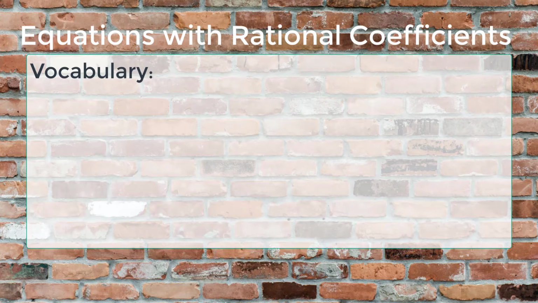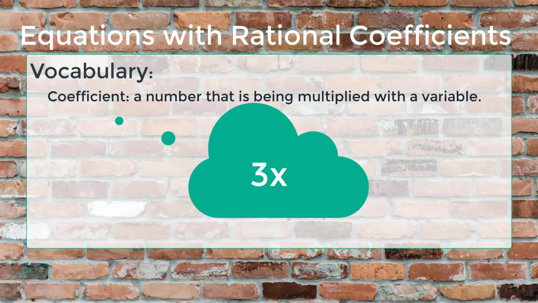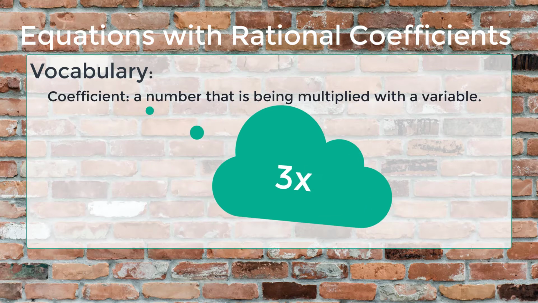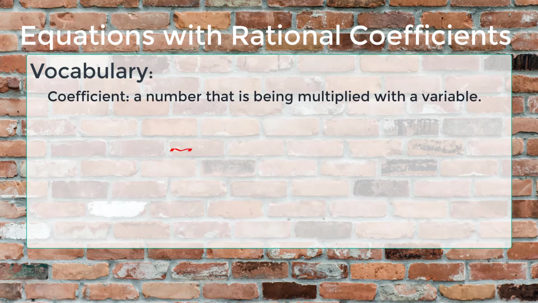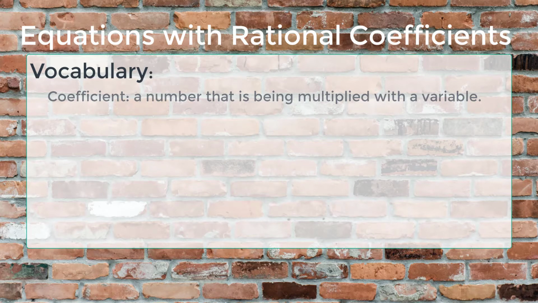So, what is a coefficient? A coefficient is a number that is being multiplied with a variable. For example, in the term 3x, the 3 is being multiplied with the x, but we read it as 3x. The 3 is the coefficient because it is the number with the variable. This means that in today's lesson, we're going to be dealing with multiplication equations because we're solving equations with rational coefficients, and the type of equations that have coefficients are multiplication equations.